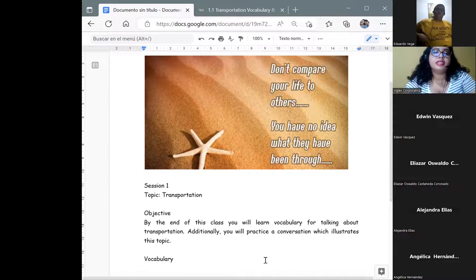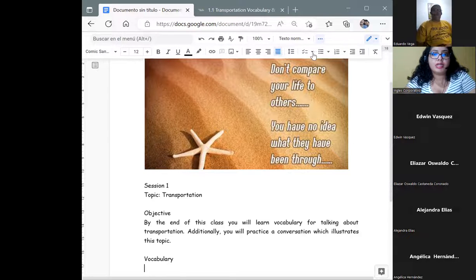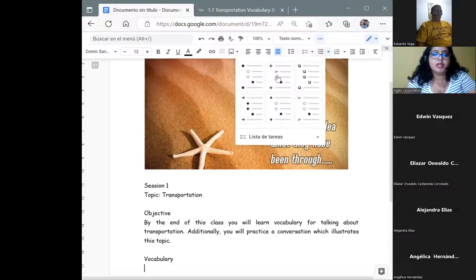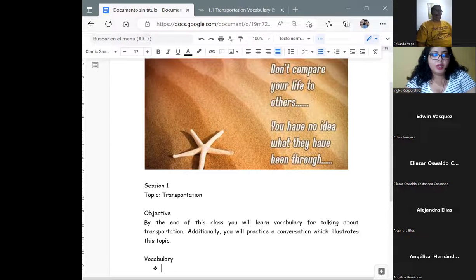Now, let's see some vocabulary that we can use when we are talking about transportation. Let's see number one. We have here the word vehicle.